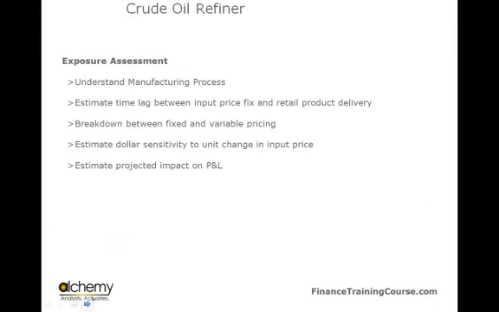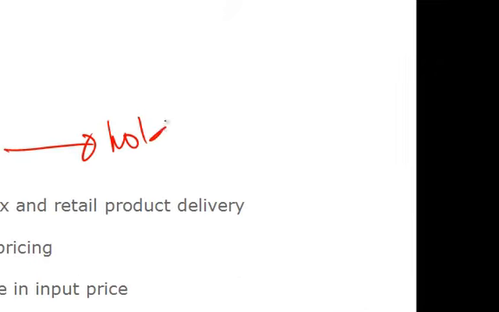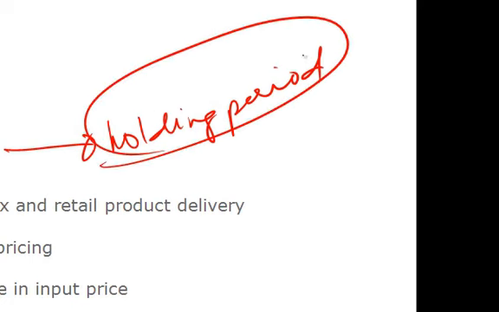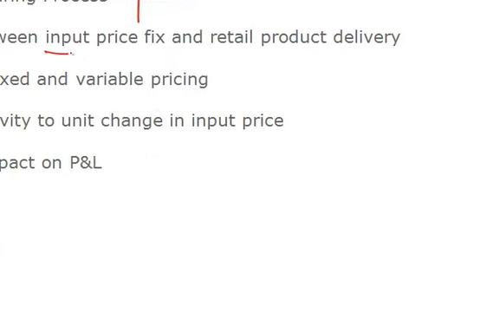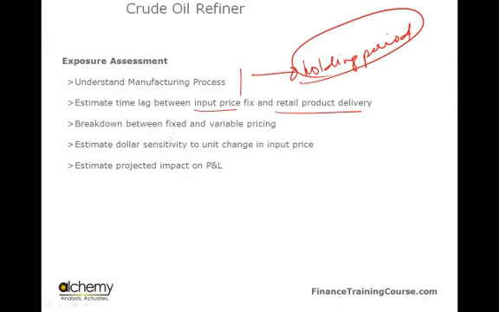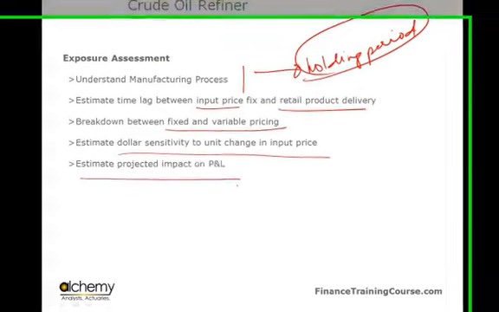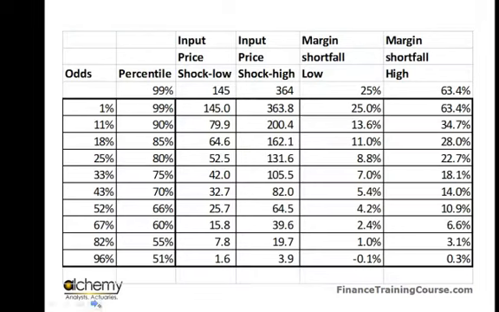What we want to do, we want to exactly understand the amount of time that it takes to manufacture the product. And this gives us, along with the shipping delay, the holding period. That's the period in which we're interested in seeing the impact, calculating the impact, calculating the range of price changes that are likely to occur. We also want to look at the lag between the input price fix and the retail product delivery. We want to look at the breakdown between fixed and variable pricing, breakdown between dollar sensitivity to unit changes in input prices, and estimate the projected impact on P&L. So we take this analysis, take the next stage.